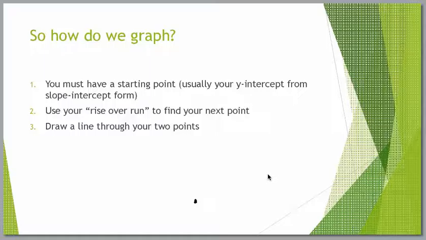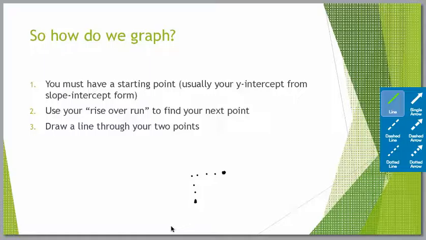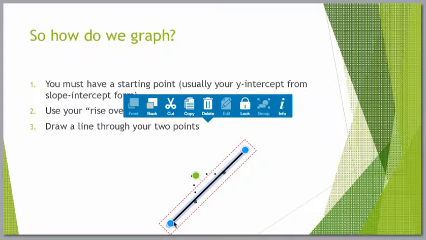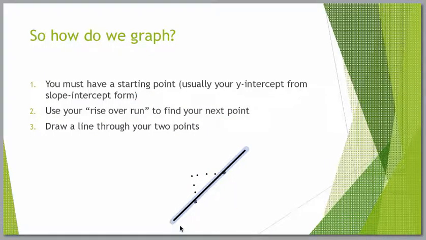Then we're going to use our rise over run to find our next point. So let's say they're both positive, which means we're going to be going up and to the right. And then that is going to be our next point. So we use our rise over run, our slope, to find our second point. And then we're going to connect our starting point and the point we found from our slope with a straight line. And that's probably about as good as it's going to get.